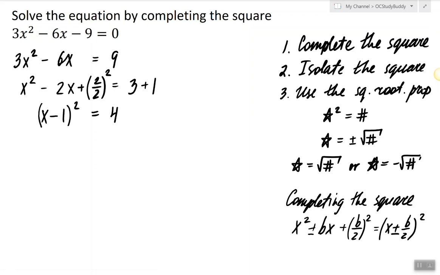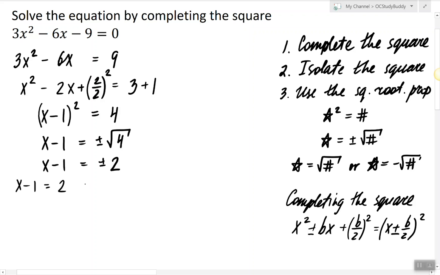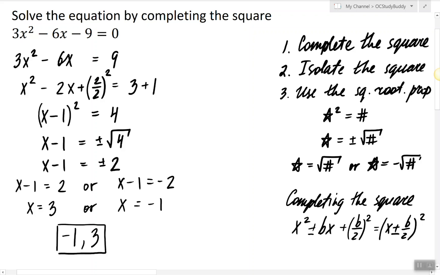And to use the square root property here, we say that what was squared is equal to plus or minus square root of 4, which is plus or minus 2. And we interpret it as x minus 1 is 2, or x minus 1 can be negative 2. So adding 1 to both sides gives us 3 over here, and adding 1 to both sides gives us negative 1 over here. And therefore, the two solutions of the original quadratic equation are negative 1 and 3.